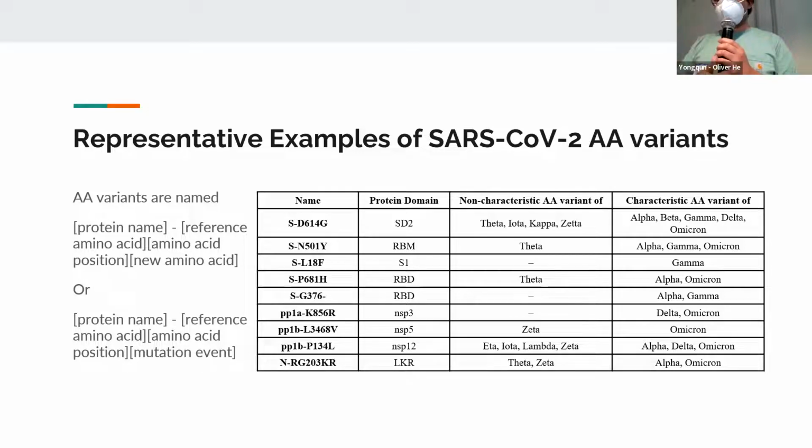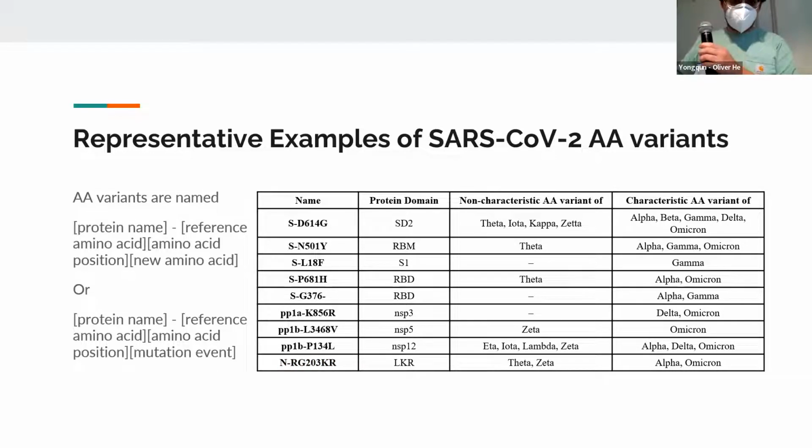So you can see SD614G as representative here, being listed along the protein domain, which is where it's located in the central hierarchy for the amino acid variant, along with the presence of which viral variants were associated.